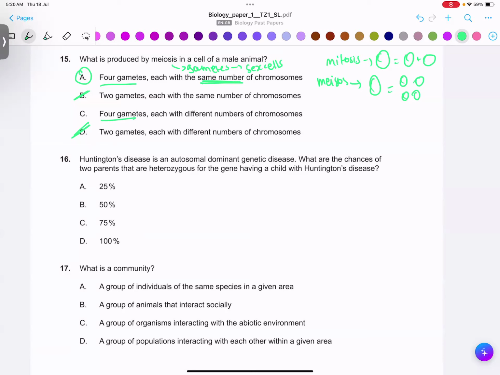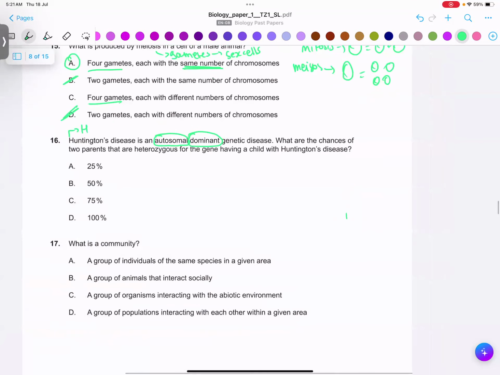Huntington's disease is an autosomal, so autosomal means it's not sex related. So it doesn't have to do with the X or the Y chromosomes. Dominant. So this is very important, a dominant genetic disease. What are the chances of two parents that are heterozygous? Keep in mind first, Huntington's is a capital H. Why is it capital H? Because it's dominant. So Huntington's is H, sorry, and normal is lowercase h.